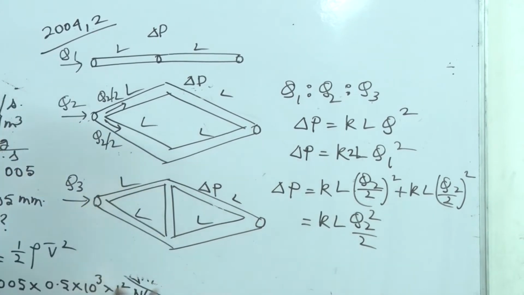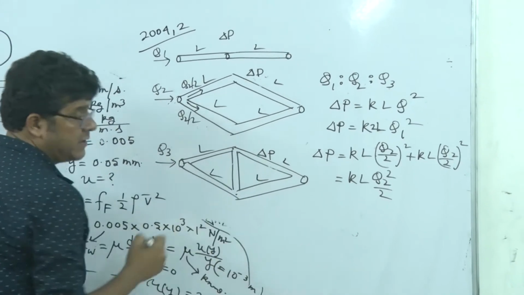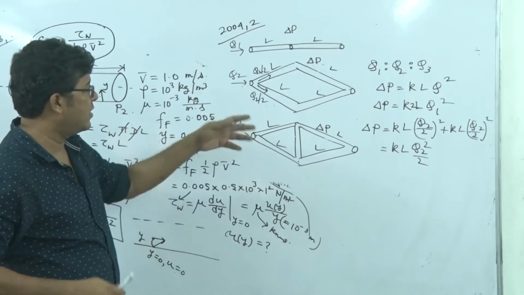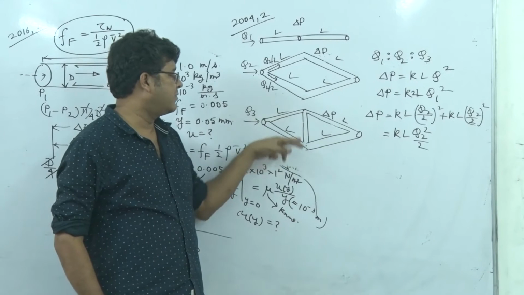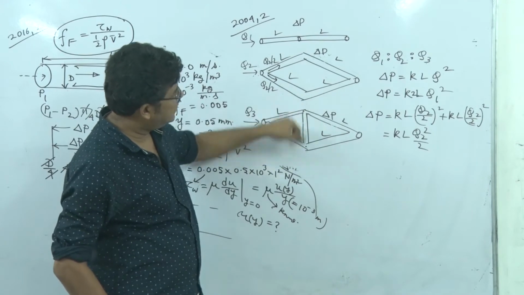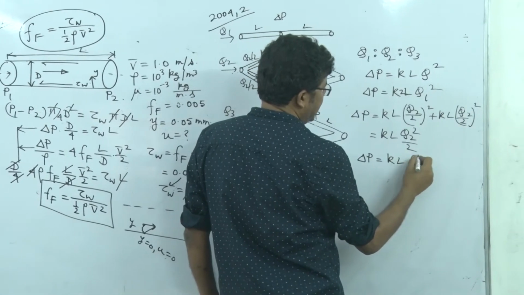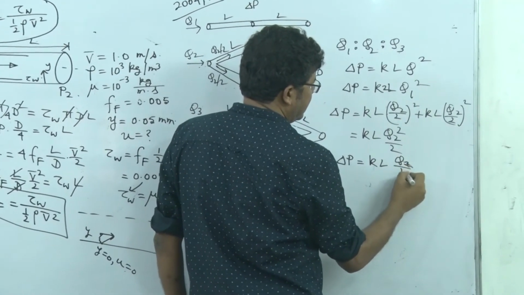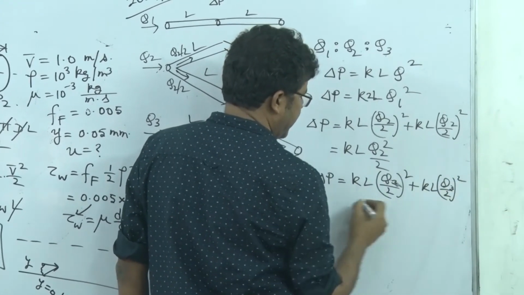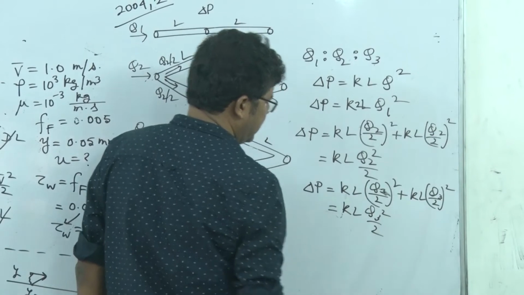And finally here it will be identical because as the liquid flows in equal division, here and here the pressure remains same. So just like what we have studied in basic electrical current electricity, this is just Wheatstone bridge. There is no current flow in this intermediate part. So delta P is equal to KL Q3 by 2 whole square plus KL Q3 by 2 whole square. So it's equal to KL Q3 square by 2.